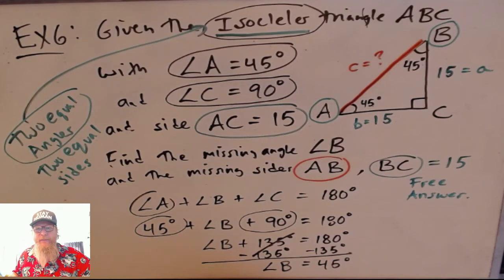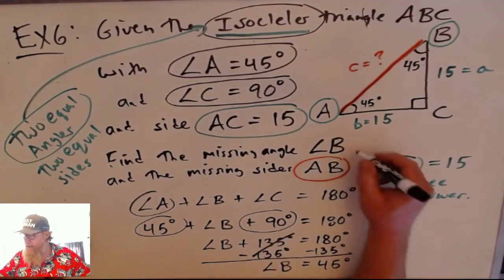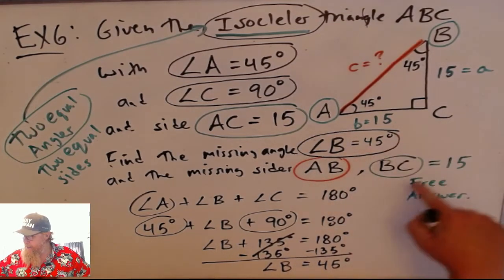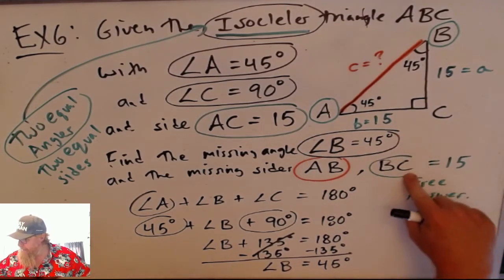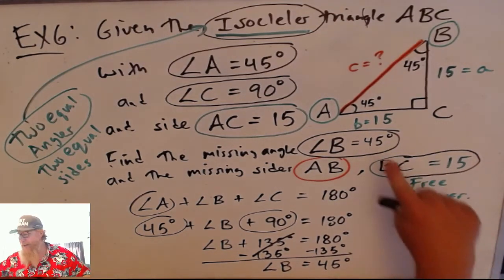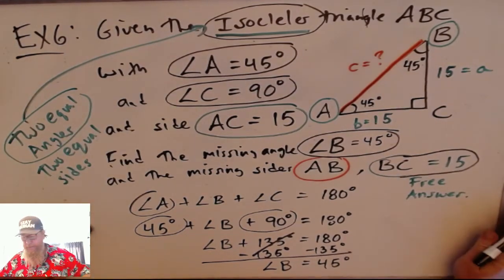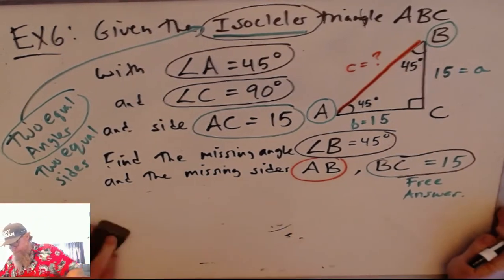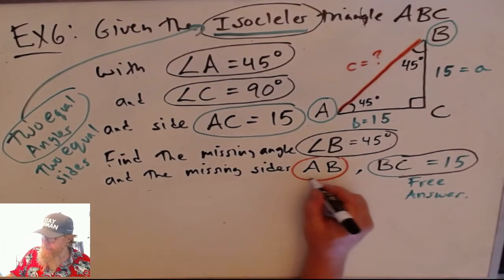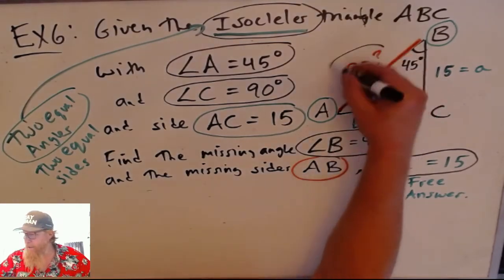I just didn't. Okay. Let me document everything that I know. I know angle B is 45, so that's done. I know BC is 15, so that's done. That was my free answer. In fact, 45 was kind of free also because I told you it was isosceles. So the only thing we're trying to find now is the missing side AB, or in other words, lowercase c.